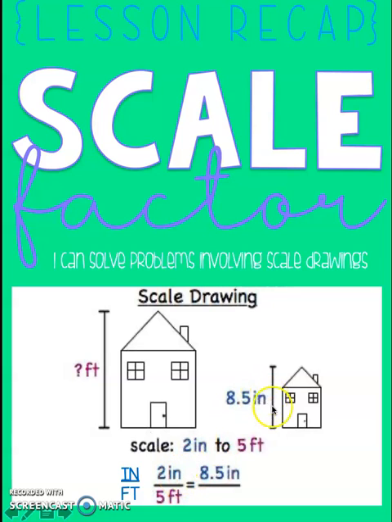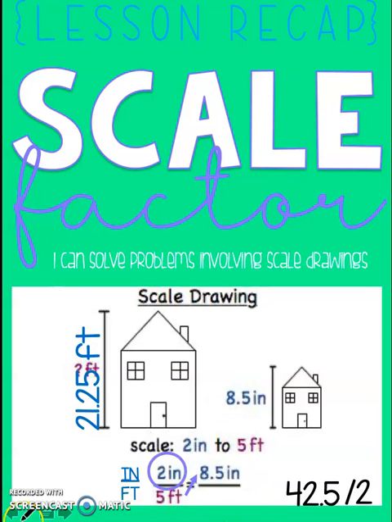Now, also, it tells us that the scale drawing is 8.5 inches. So our inches are on the top, or our scale is on the top. So we're leaving this spot blank right here because that's where our actual measurement in feet is going to go. So then we can solve this just like any proportion. We just cross multiply 5 times 8.5 and we get 42.5. Then we divide out the remaining 2. And when we do that, we get that the actual height of the building is 21.25 feet.